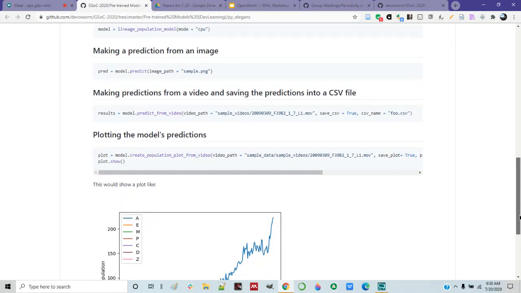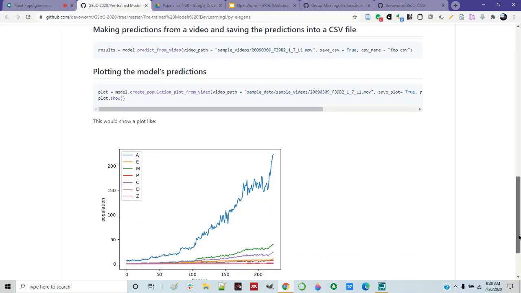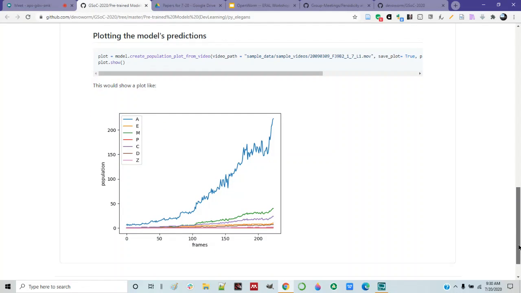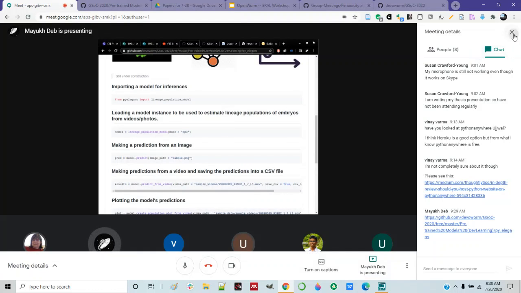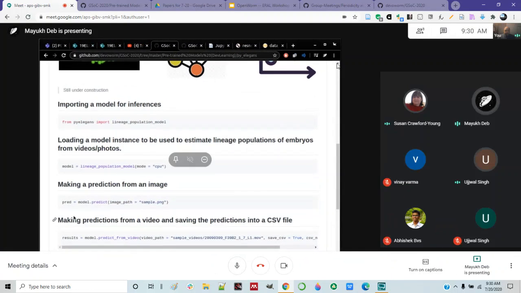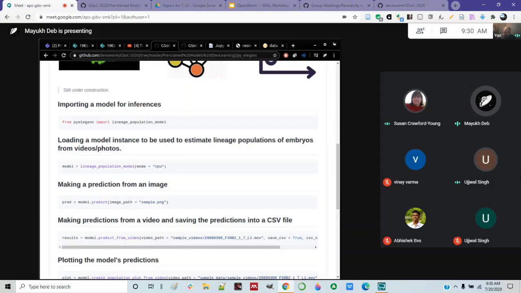The model equals, we just call the class LineagePopulationModel, mode is CPU or GPU. If someone has a GPU, they can use it for faster predictions. But for now, for me locally, I'm using it on a CPU. And then prediction equals model.predict, path sample.png. We can just give it an image path, and it returns a dictionary, not a list. Like A is this population, B is this population, C is this population, for those cells, right?